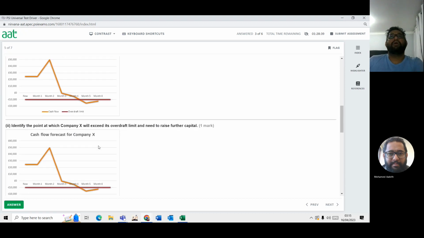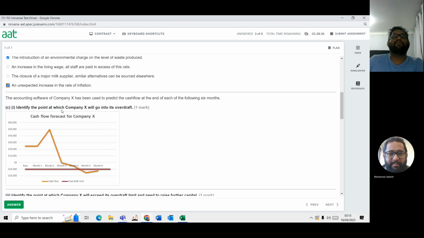But they're asking here, identify the point at which company X will go into its overdraft. So if I look at it now, where do you think I'm going to be going into my overdraft? If my cash flow is going to be negative, isn't it? If it's a 0, it's fine. But anywhere before that, so if I click here, that's fine, because that is the time my cash flow has now gone negative. So if it's gone negative, I may have to use my overdraft.